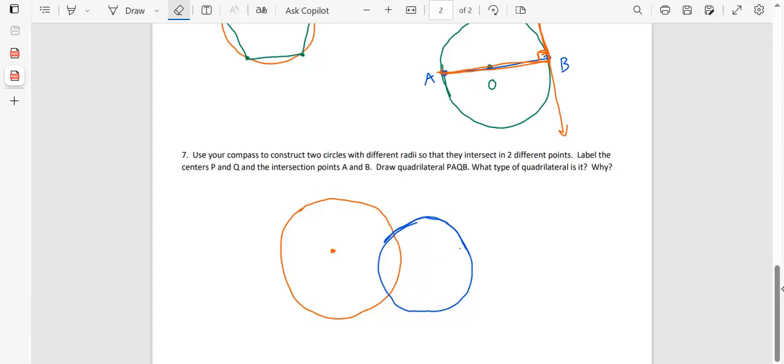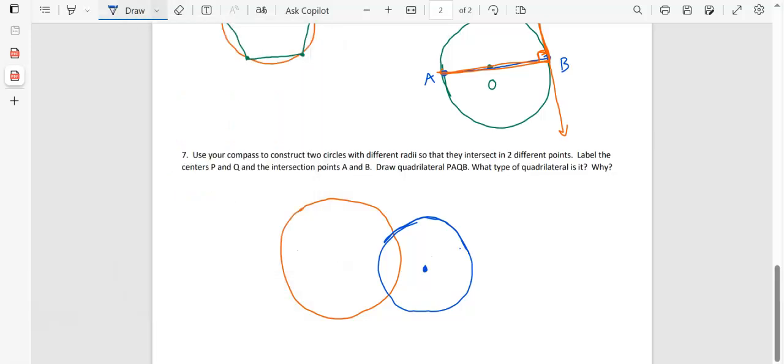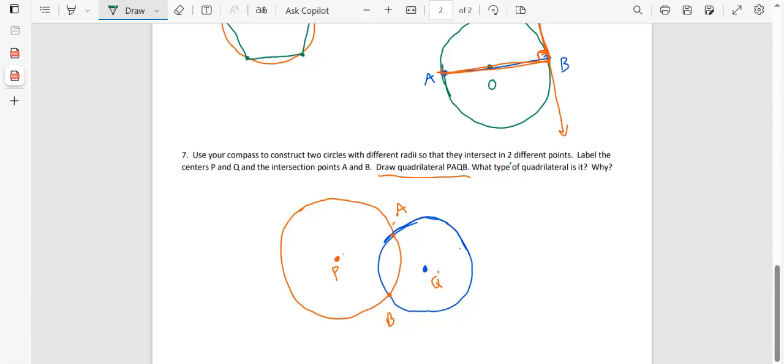Now that does not look like the center, so I'm just going to adjust that and pretend that the center was here. And I'm actually going to adjust this one as well to pretend the center is here. So mine is more accurate, kind of retrofitting the accuracy. So we're going to label the centers P and Q and the intersection points A and B. And now we're going to go ahead and draw a quadrilateral PAQB. Take your straight edge, connect P to A to Q, Q to B, and B to P.